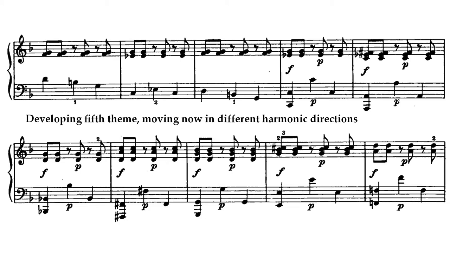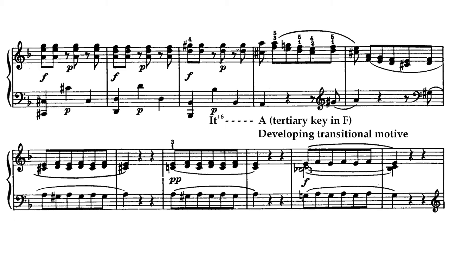Typically, there's a cadence in some tertiary key, the 3 or the 6 chord in major, for instance. Contemporary analysis sees this as the end of the development part of the development. The remaining music in this section is called the retransition. It dramatically takes us from this tertiary key all the way back to the dominant, often elaborated by using material that we've heard before.